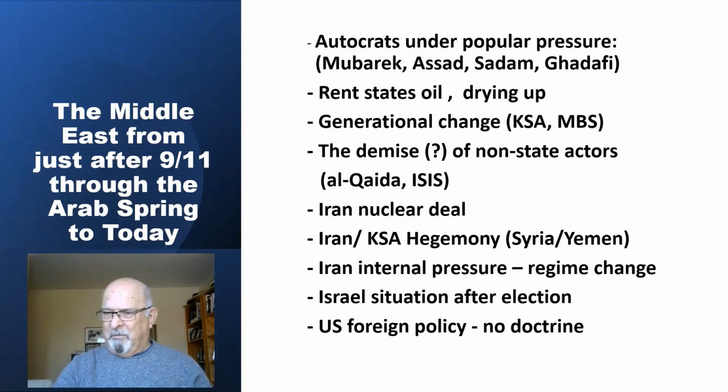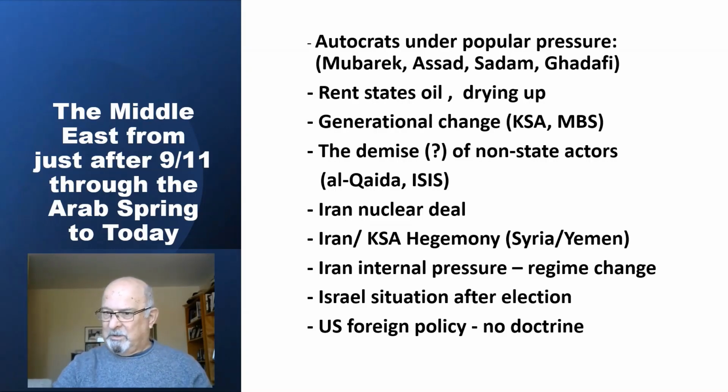We see the Iran and Saudi Arabia struggle for hegemony in the Islamic world. We see it play out now less in Syria, but more so in Yemen during the civil war. We see in Iran internal pressure for regime change, not so much from the outside by the United States or any other foreign power, but rather the economy is in tatters. The sanctions have really brought the economy down to its knees, people are rising up.